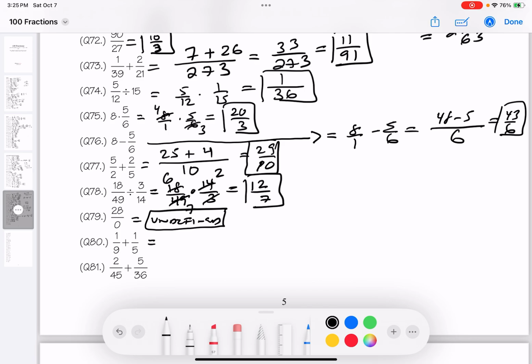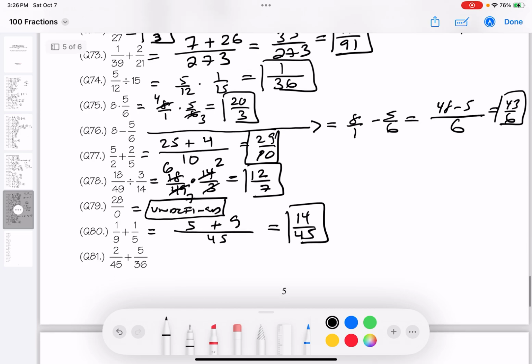And let's put this down. It's going to be 45. 5 times 9 is 45, and 5 times 1 is 5. 9 times 5 is 45, and 9 times 1 is 9. 9 plus 5 is 14, and you get 14 over 45. Those two have no factors in common. All right, let's do this one over here.